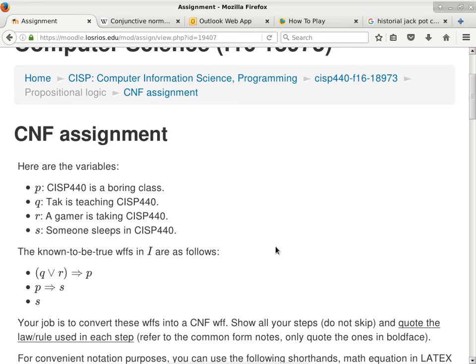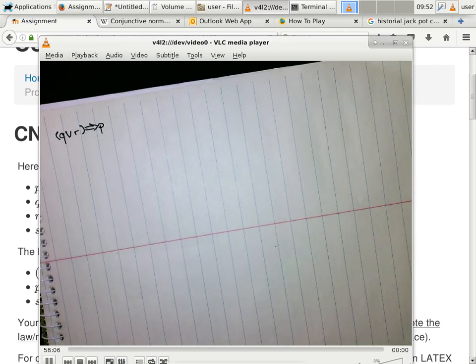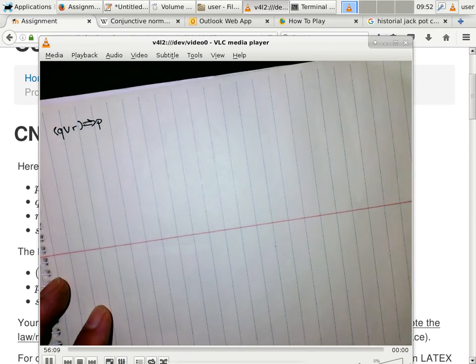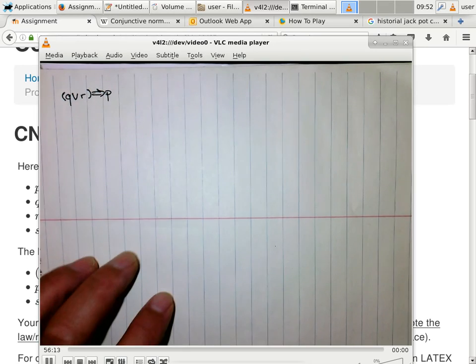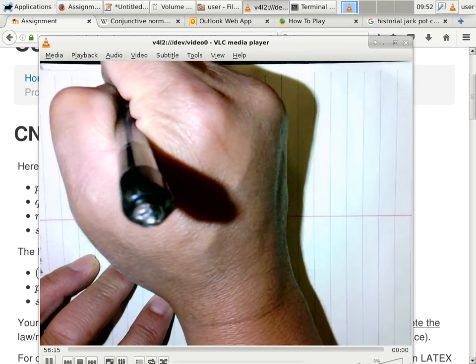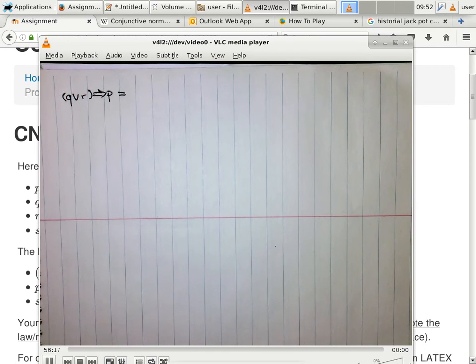Okay, so this is the CNF assignment. The first thing is we want to convert everything into CNF first. So we look at the first one, which turns out to be the most difficult one. I'm just writing it on the piece of paper first, then we can switch to paper. So we want to say, but how do we convert this into a CNF?